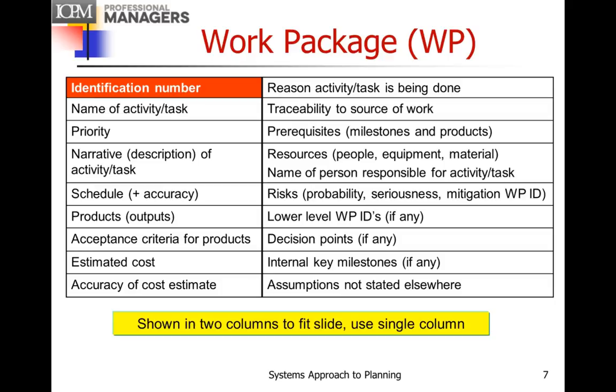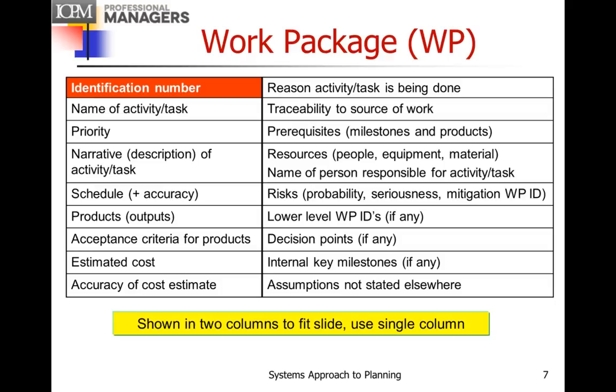And then there's a narrative or a description of the task, the schedule, the products that are being produced, and the acceptance criteria for the products. This is how will we know when the product meets the need? The estimated cost to do that work and approximate accuracy of the cost estimate. The reason it's being done. This is important when change requests come in. Sometimes it's not immediately obvious why an activity is being done. And so the reason is in there.